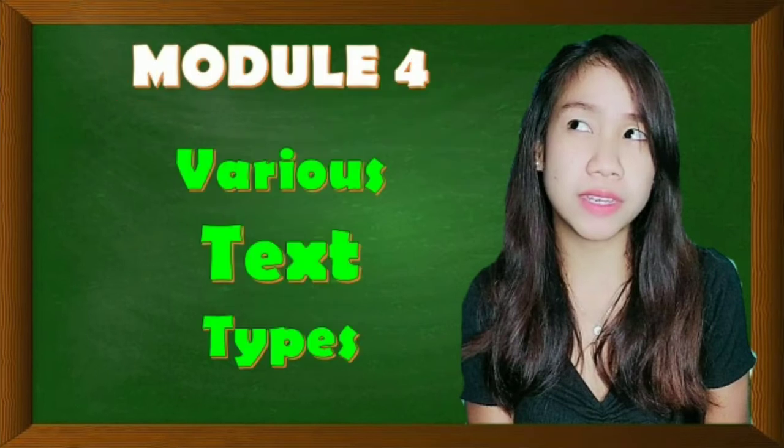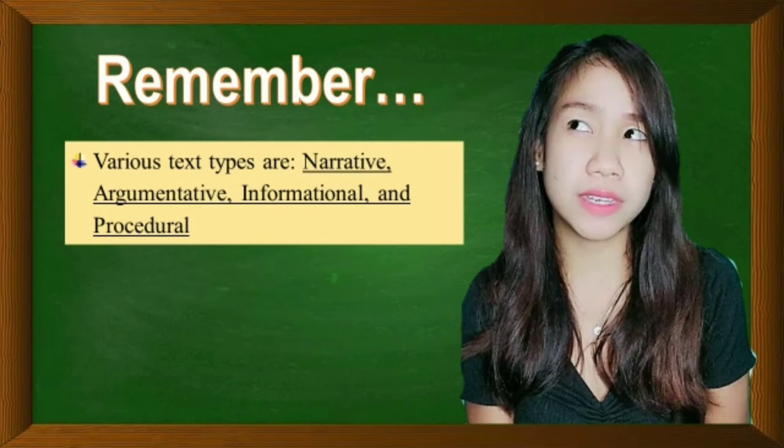For Module 3, well, that's Module 3 up there. Just disregard the number 4. I just can't edit it anymore. Alright, moving on to Module 3, it's about various text types. And so it is very important for you to still remember the 4 various text types that we discussed in this module. And these are narrative, argumentative, informational, and procedural.